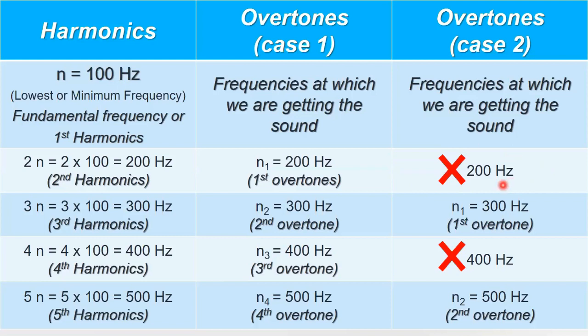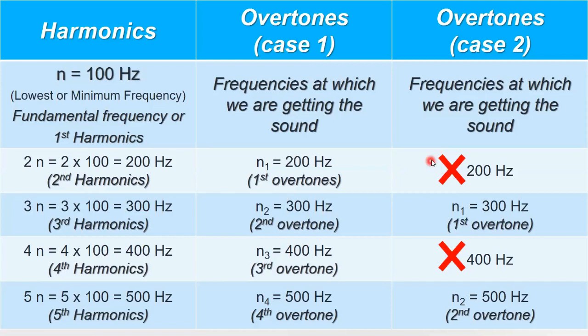So we will not call it an overtone. Overtone means the actual sound produced by the musical instrument greater than the fundamental frequency. The lowest frequency, 100 Hertz, is called the fundamental frequency or first harmonic.